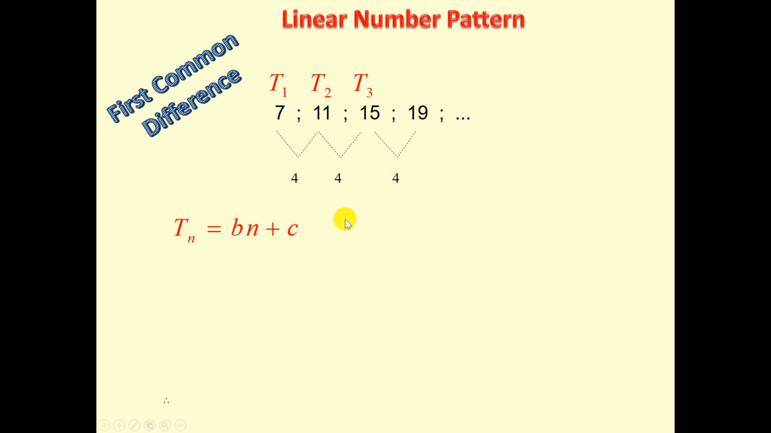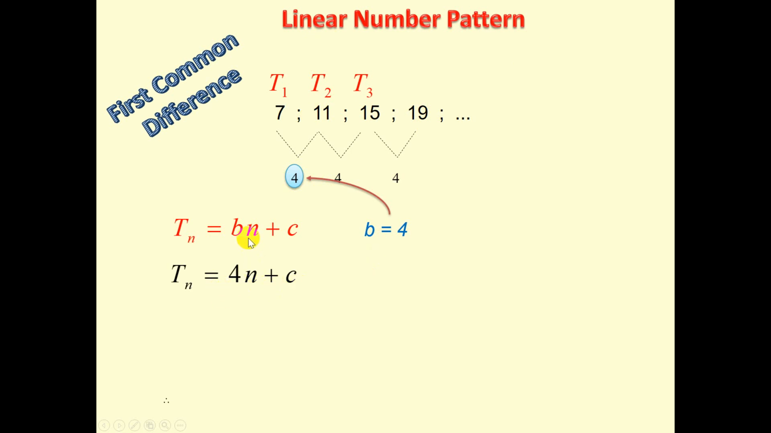Now, the general equation for a linear number pattern is Tn is equal to Bn plus C. Our mission will be to find B and C. Now, B is equal to the common difference, which is 4. We're going to replace B with 4. That gives us 4n plus C.